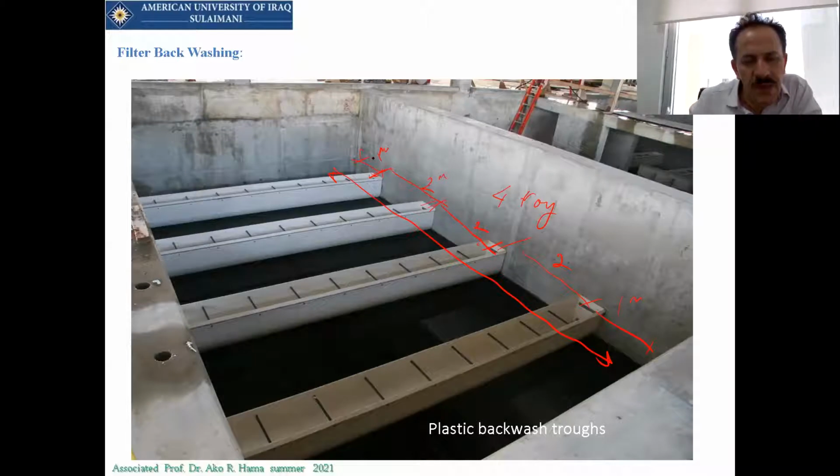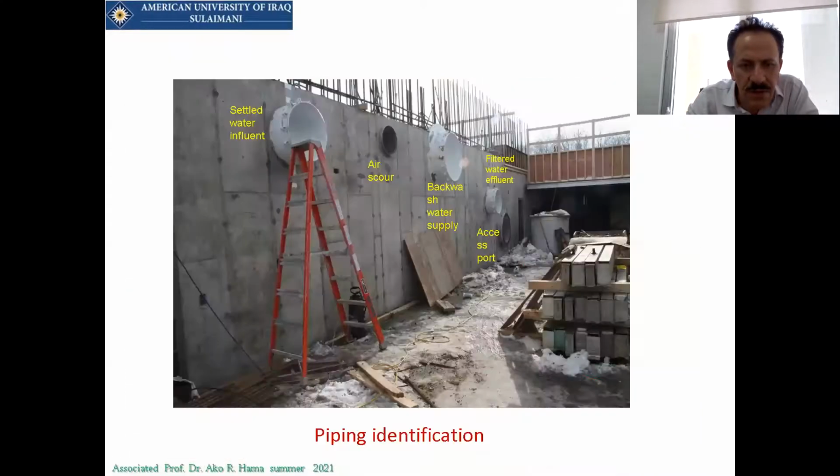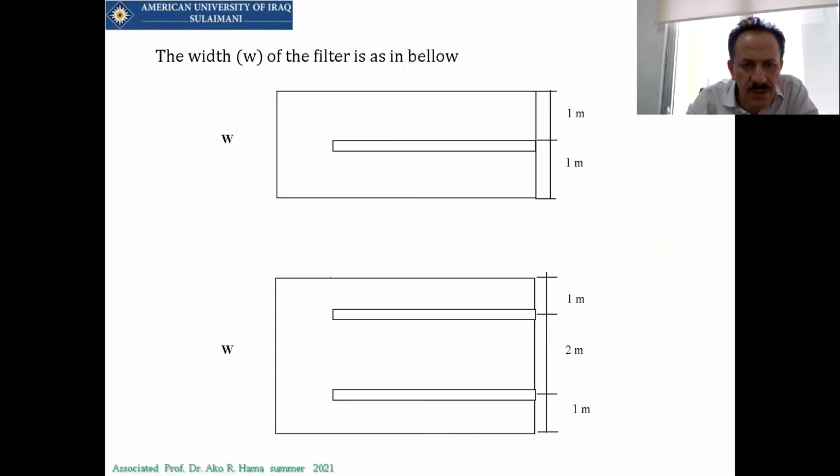Now it means that we have 1 plus 2 is 3, plus 2 is 5, plus 2 is 7, plus 1 is 8. So if I have 4 troughs, I should have a total of about 8 meters. So 8 meters is the length of this filter, and we have it in this drawing.